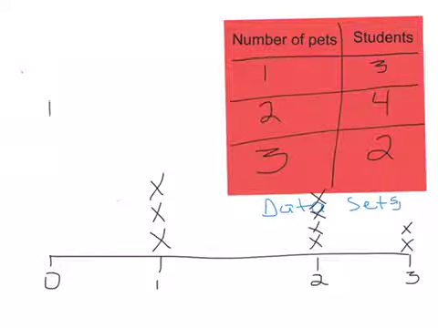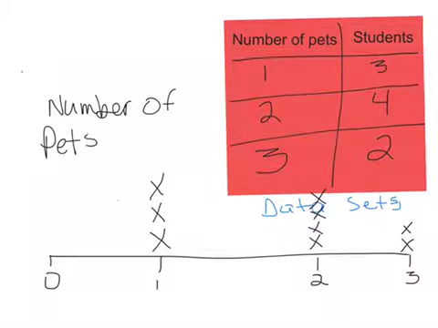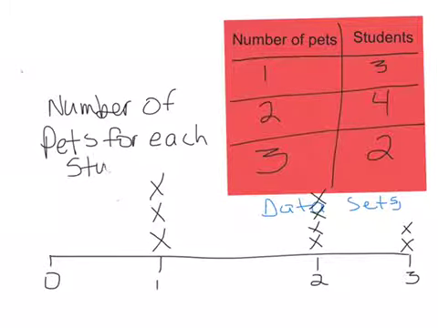What would be the title of our line plot? Yeah, we could say number of pets, or number of pets for each student. Remember, all of our titles don't have to be the same, but our titles have to show what our data represents. So it has to be a title for what the representation of our data.